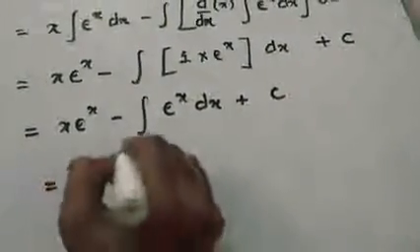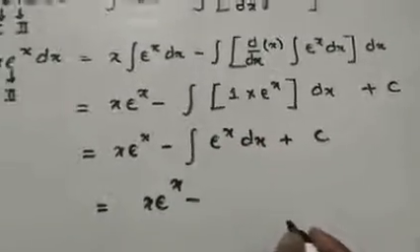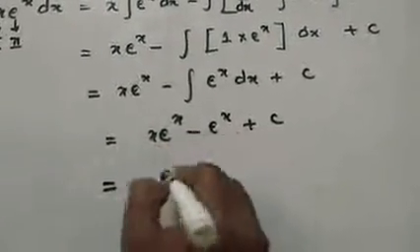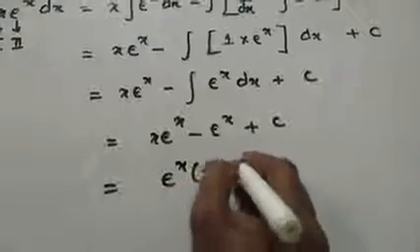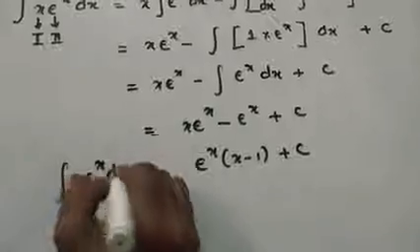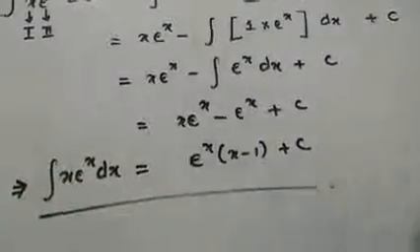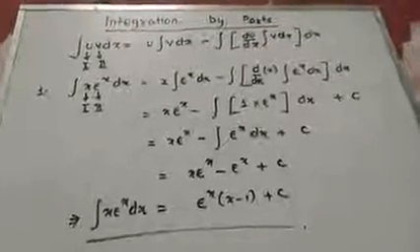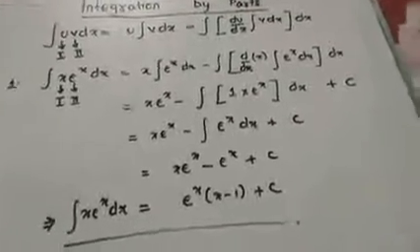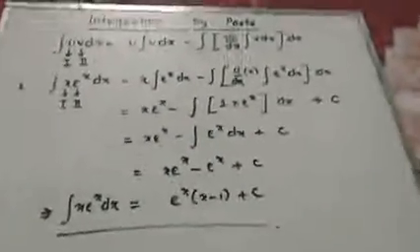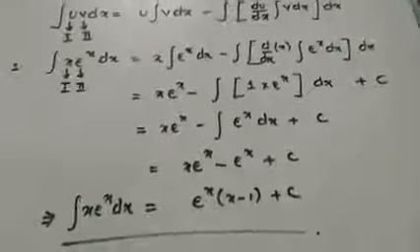So x e to the power x, and the integration of e to the power x is, we know, e to the power x, plus c is already given, and for more simplification you can take e to the power x common from these two terms: e to the power x times (x minus 1) plus c. This is the integration of x e to the power x. Clear? So in this way we are going to use the integration by parts. This is easy, but you just have to remember this rule. Everything is easy here. Okay, now let's proceed to question number 2.